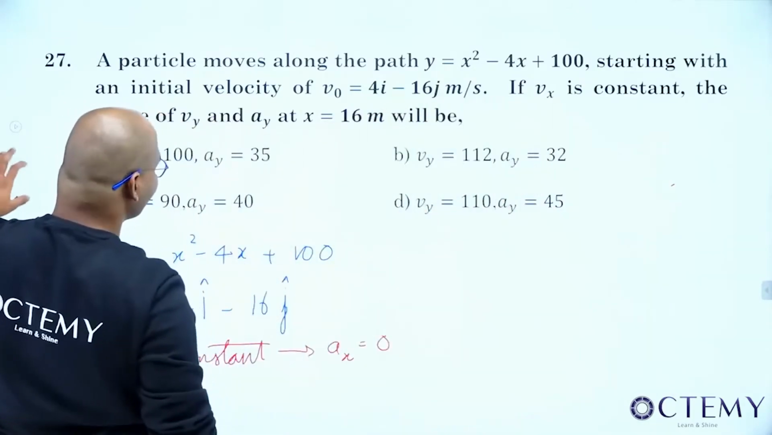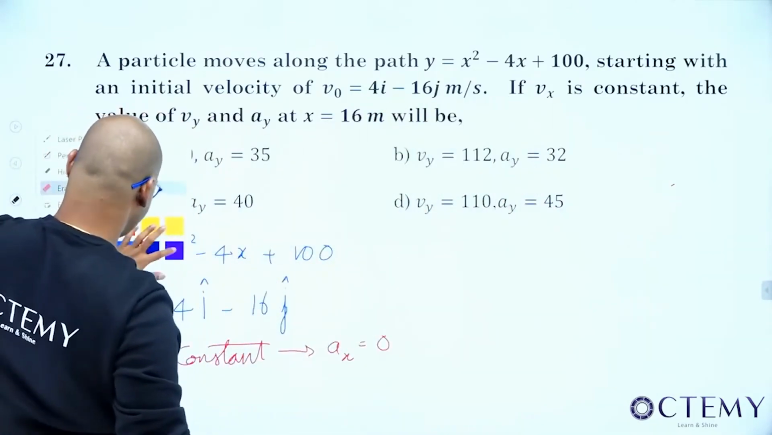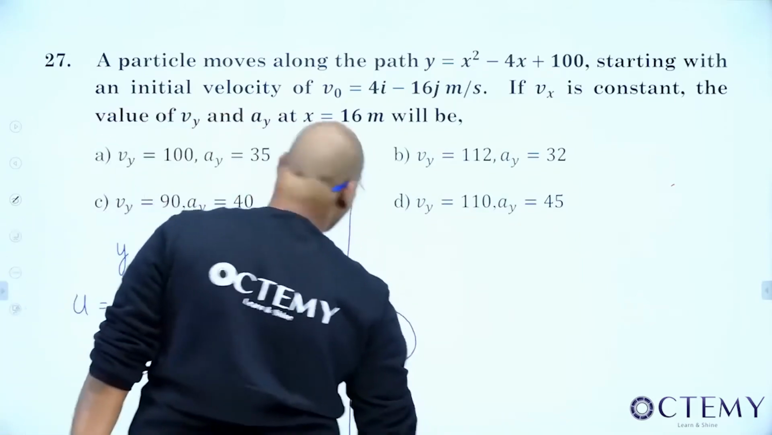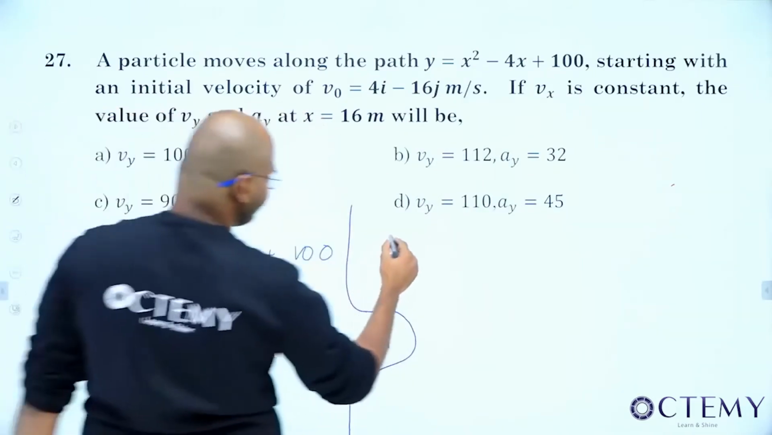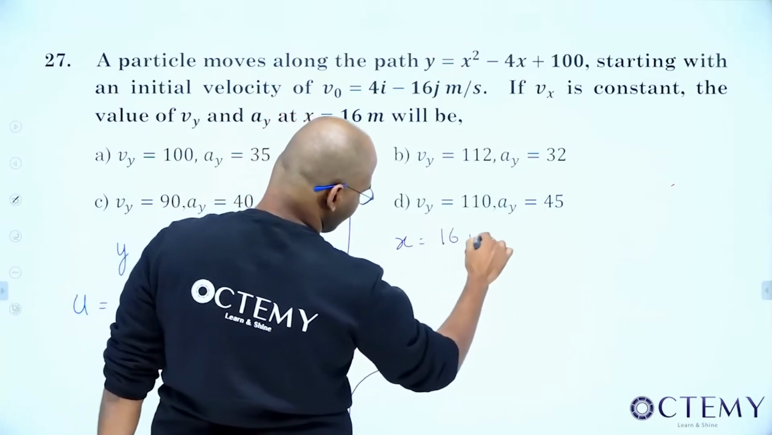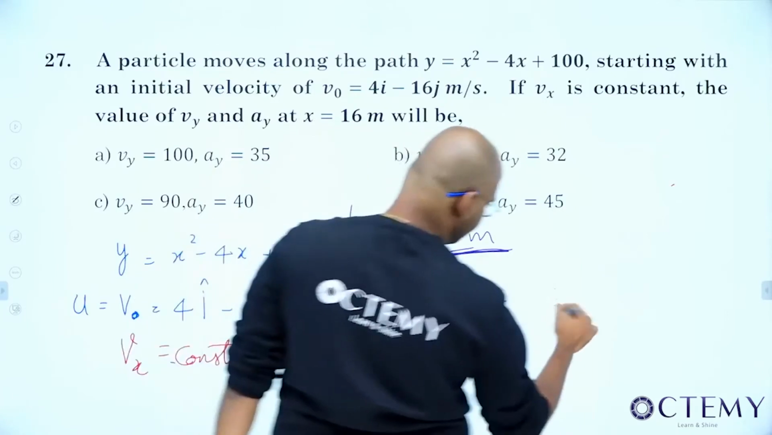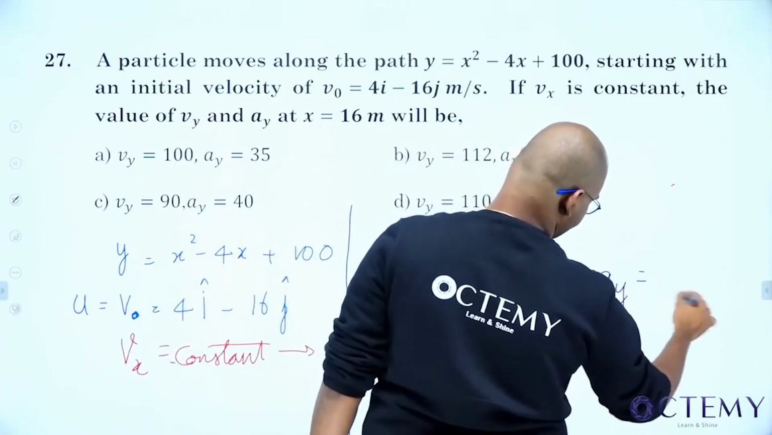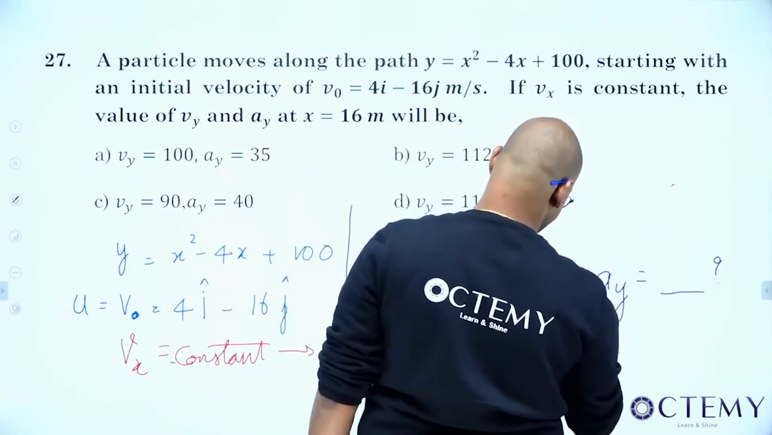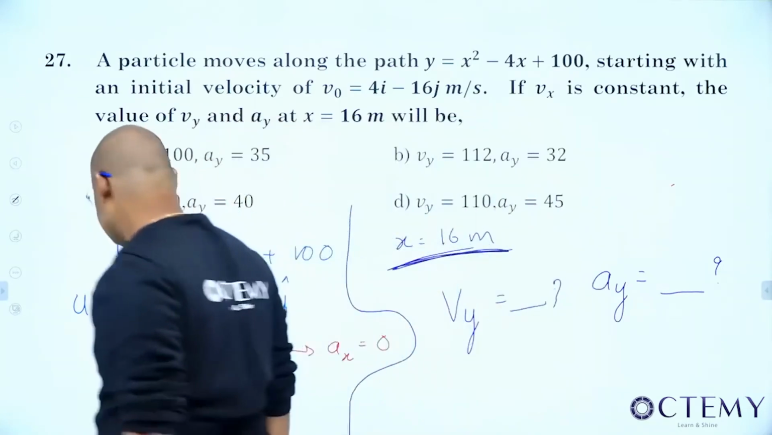The value of Vy and Ay at x equal to 16 meters. What they want is the value of velocity and acceleration. These two we need to find out. Very good. Now please all of you see here.